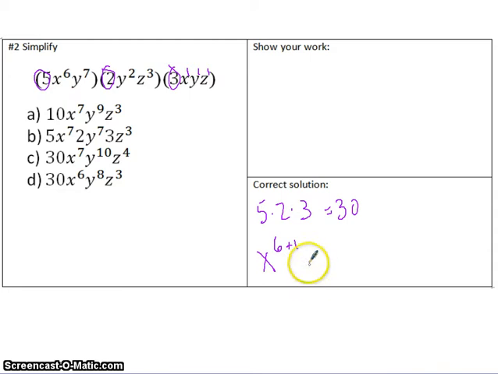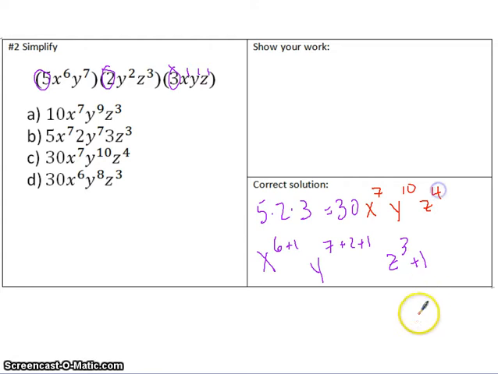And then y to the 7 here, 2 here, and 1 here. 7, 2, and 1. And then z's, there's 3 of them here and 1 of them here. Z to the 3 plus 1. Okay, so that means altogether I've got 30 out in front, x to the 6 plus 1 is 7, y to the 7, 2, and 1 make 10, z to the 3 and 1 make 4. And it looks like that is this one here, C. So the answer is C for number 2.